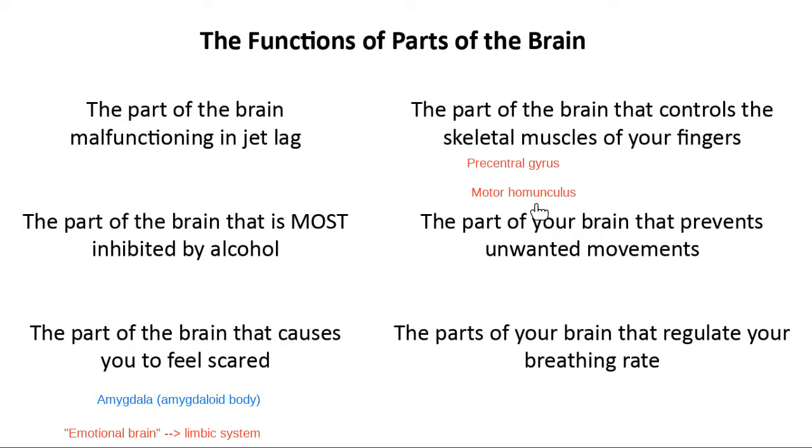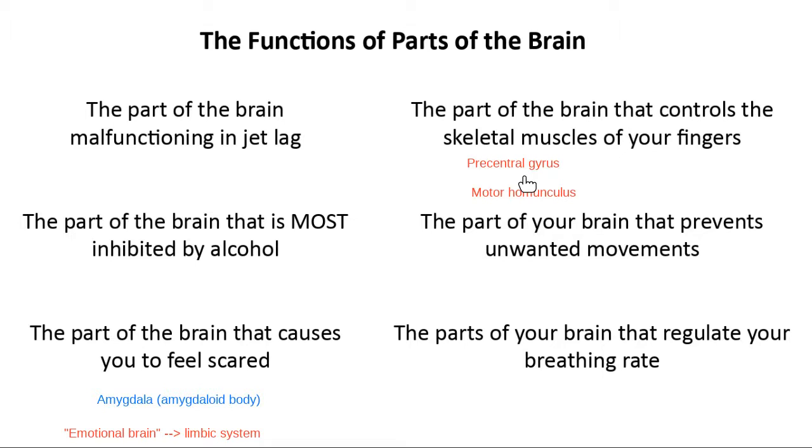And remember, this homunculus word just means it's a map of the body. So the specific part of your brain that's controlling skeletal muscles, whether it's in your fingers, in your toes, in your arm, wherever it is, that's coming from the map called the motor homunculus that we find in the pre-central gyrus, that bump that's at the very end of the frontal lobe.